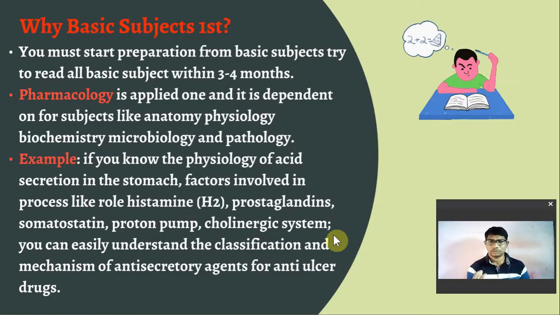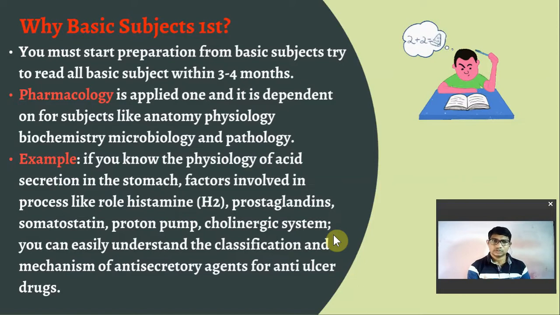So these are the few points. These are nothing but the targets for anti-ulcer drugs. If your physiology is clear, you will find the targets, and these targets are nothing but the classes of different anti-ulcer drugs. If you understand these targets, you can easily classify the drug. There is no need to remember any classification. You can easily classify the drugs on your own.